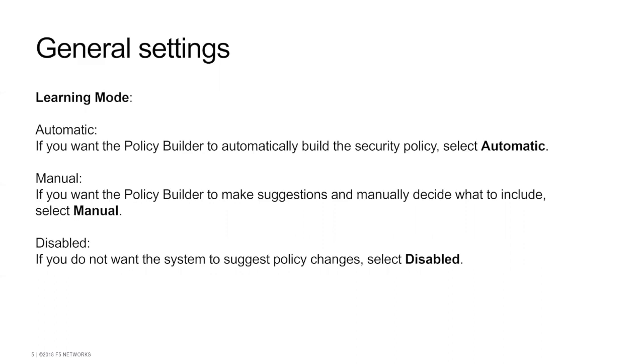However, in manual mode, the policy builder makes the suggestion, and then an administrator has to manually decide whether they want to include that suggestion or not. If they want to include it, they can just accept the suggestion, or else delete or ignore the suggestion. So in manual mode, the administrator has granular control on how to act on the suggestions. In disable mode, if you do not want the system to suggest policy changes, we can select disable, but again it is not helping ASM to provide you any suggestions.